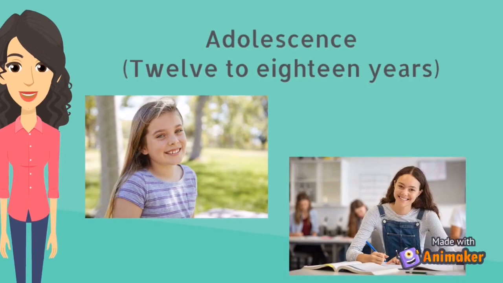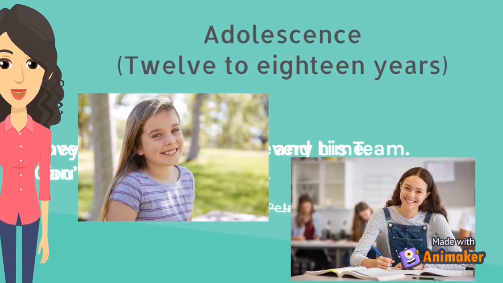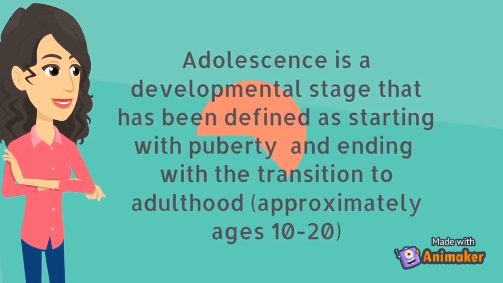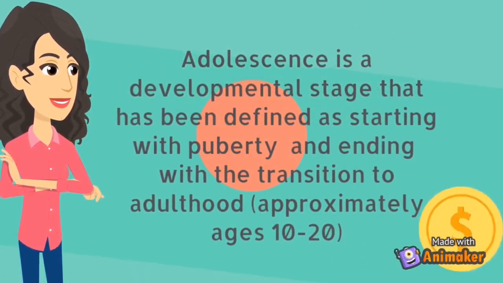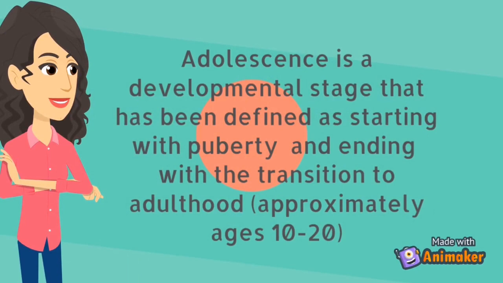Last stage is adolescence, 12 to 18 years. Adolescence is a developmental stage that has been defined as starting with puberty and ending with the transition to adulthood. The sequence of physical changes in puberty is predictable. The onset and pace of puberty vary widely. Several physical changes occur during puberty.